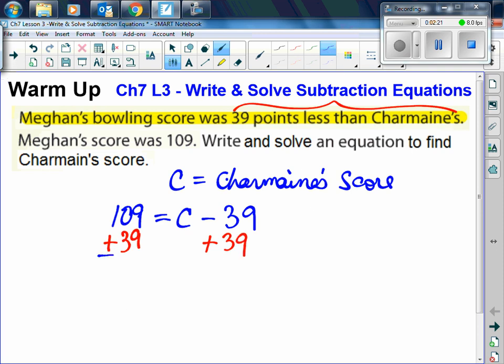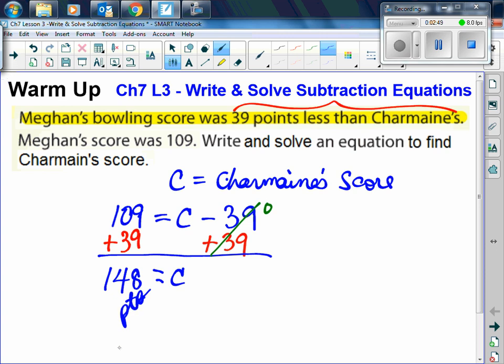So look at what's happening here. That says minus 39. In order to get rid of it, what did we do? We added 39. Very good. So here, those are opposites. Those cancel to 0. So we're left with C over here, and then 109 plus 39 is 148 points.